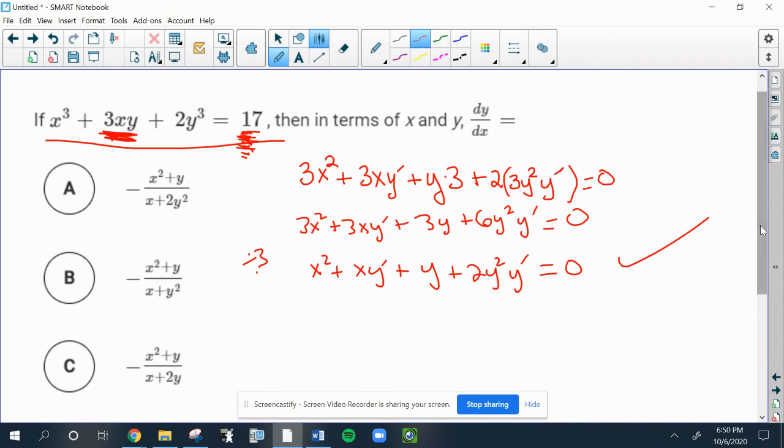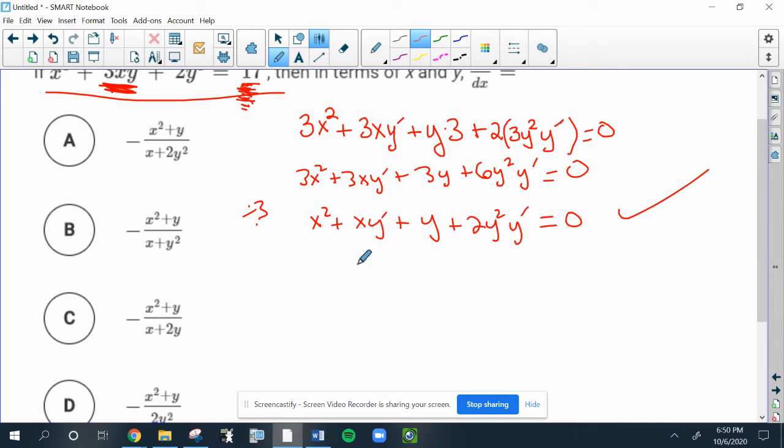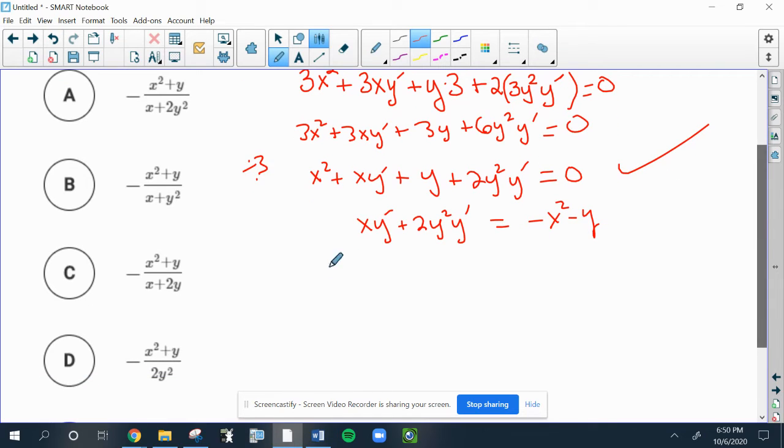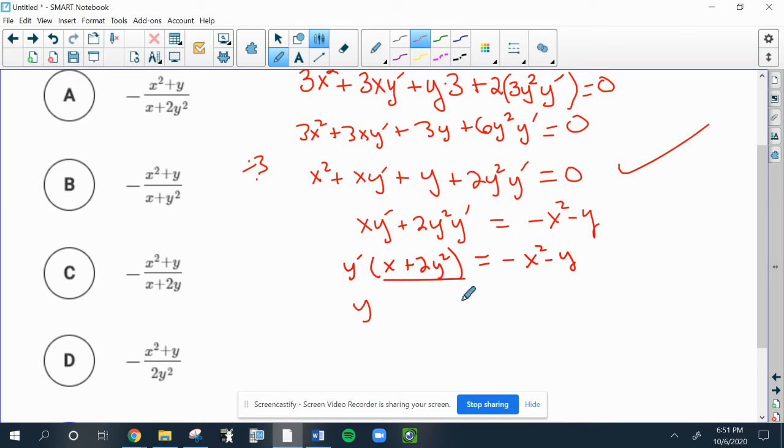So the next step in implicit differentiation is keep all the y prime terms on one side. Usually it's the right because that's how things are set up, but that doesn't matter. Everything without a y prime, move to the other side. Factor out y prime from the side that has the y primes. The only reason why you would do that is because now it's easy to solve for y prime. You just divide this.